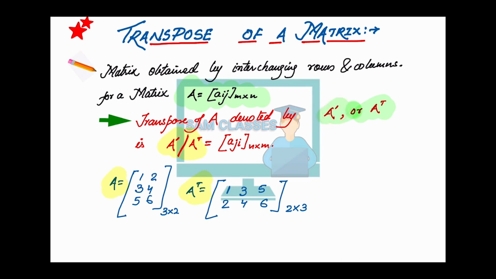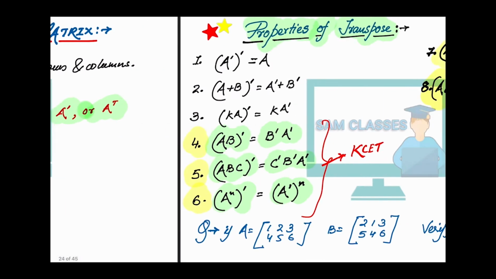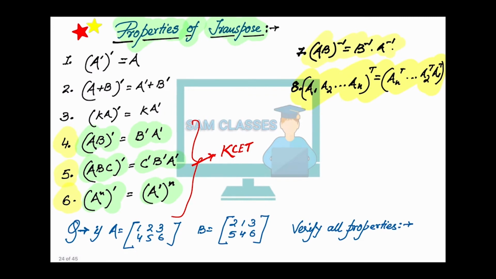Very simple. How do we denote it? That is A dash, or A transpose. Both the methods we use. Don't get confused in this. Now, coming to the properties section, very important properties from the exam point of view, for your PUC part. A few properties are very simple.